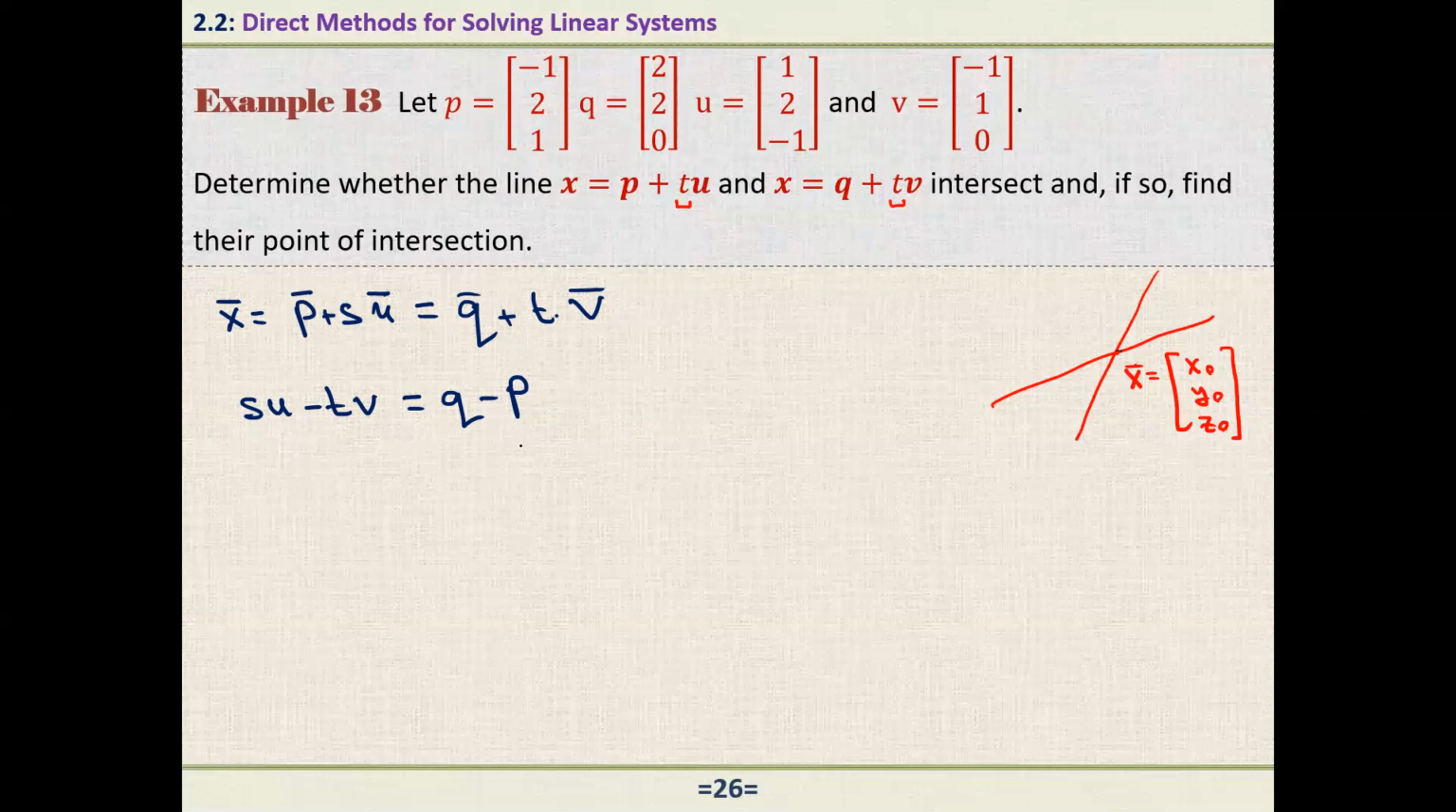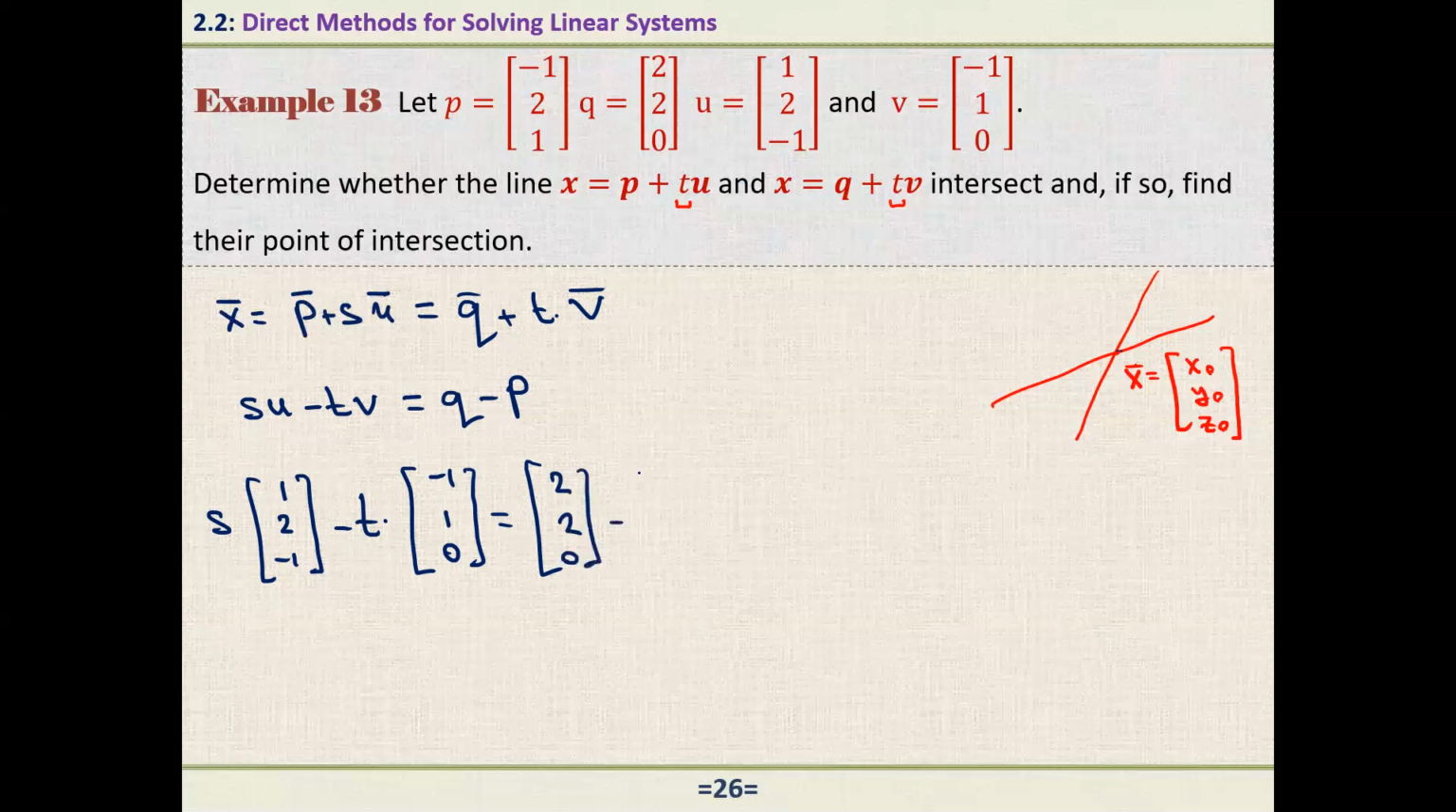So now if you substitute the values, what is u? u is given here, 1, 2, negative 1. So here we have s times 1, 2, negative 1, minus t. And how about v? It is negative 1, 1, 0. And q is 2, 2, 0, minus p, which is negative 1, 2, 1. Right? I'm just solving a system of equations here.